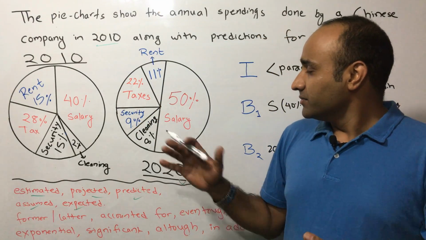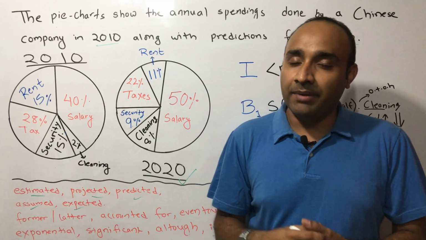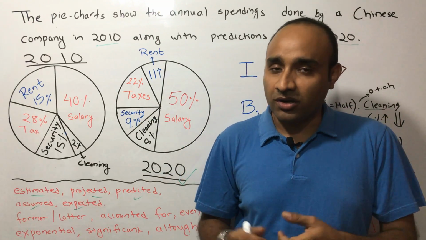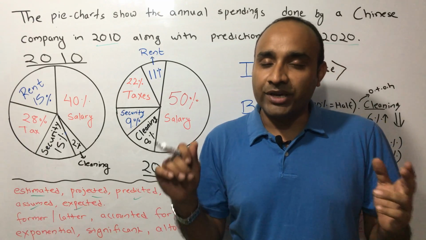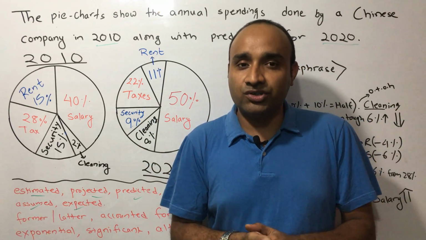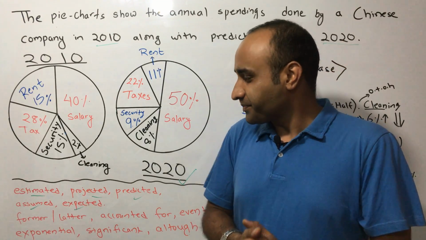And then our job is to summarize this information in about 150 words by making sure that we talk about the main features and we compare wherever possible. So that is the primary job that students are asked to do in task 1.